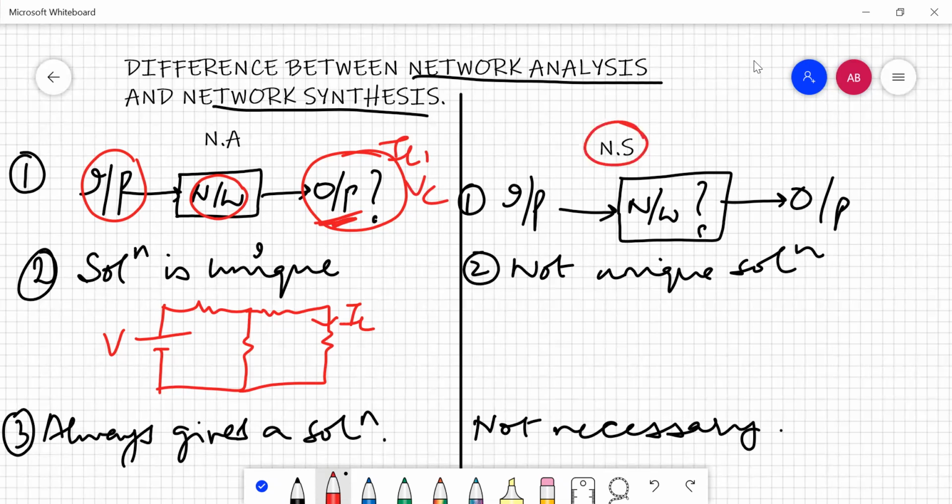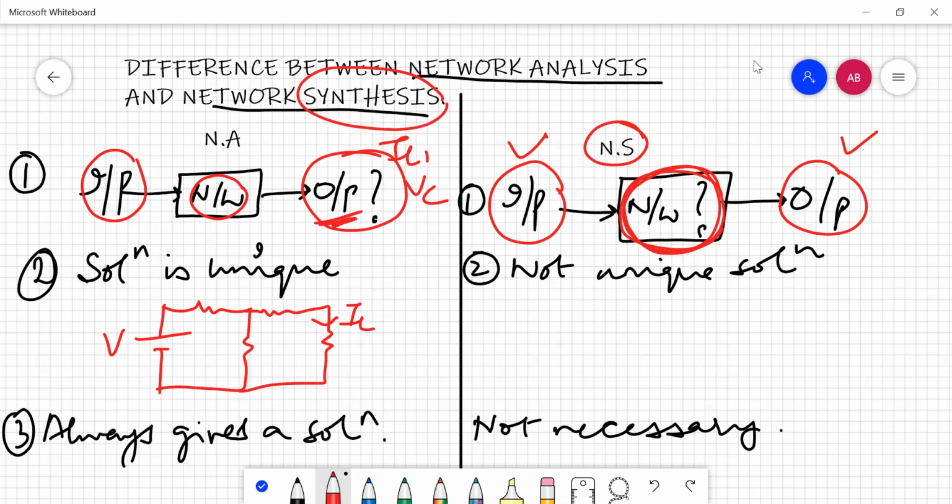When we talk about network synthesis, you are given the input, and you are also given the output. Now, using your output and input relation, you have to design, you have to synthesize the network using this input and output. And when I'm talking in terms of output and input, this will be the Laplace transform of output to the Laplace transform of input. In terms of this, you will get your immittance function, and from there you will calculate your network.